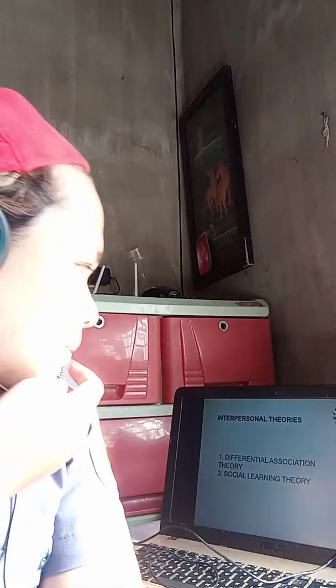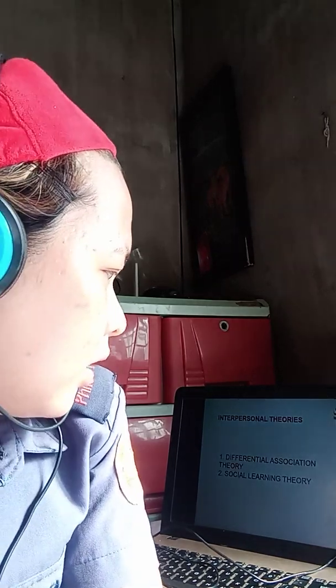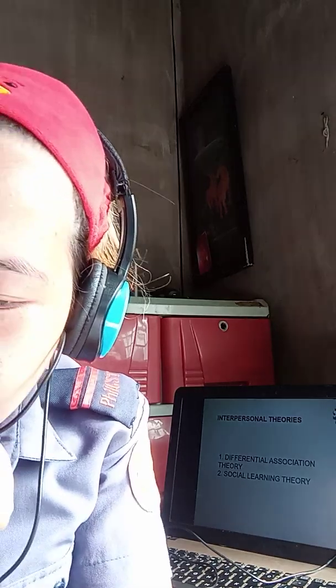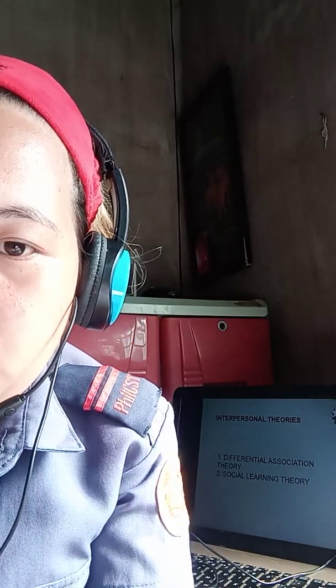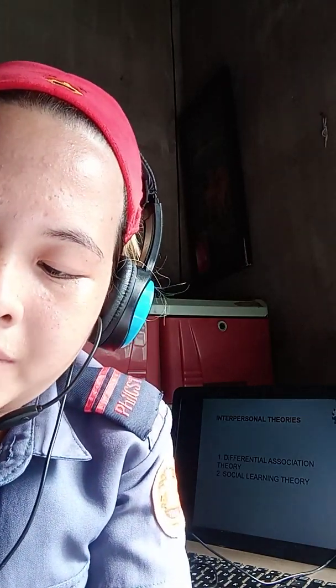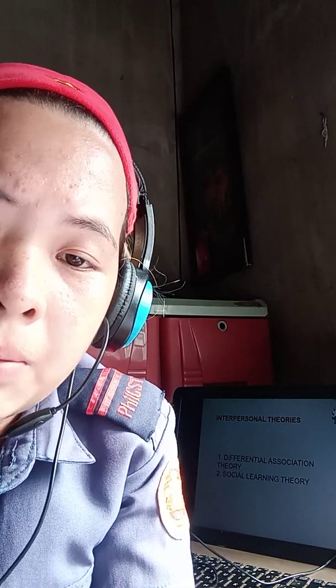Next is the interpersonal theories. In interpersonal theories, there are 2 kinds: the differential association theory and the social learning theory. In differential association theory, this is where the juvenile breaks laws to meet their needs, for example, stealing. Next is the social learning theory, a learning theory of Bandura which emphasizes the observation and modeling of the behavior of delinquents. For example, the parents should teach them good manners.